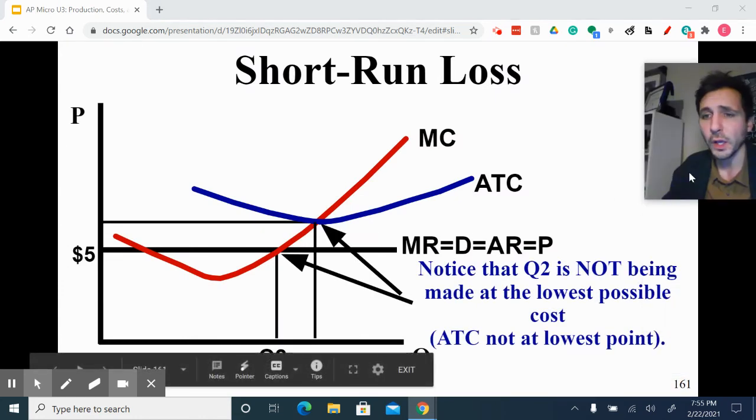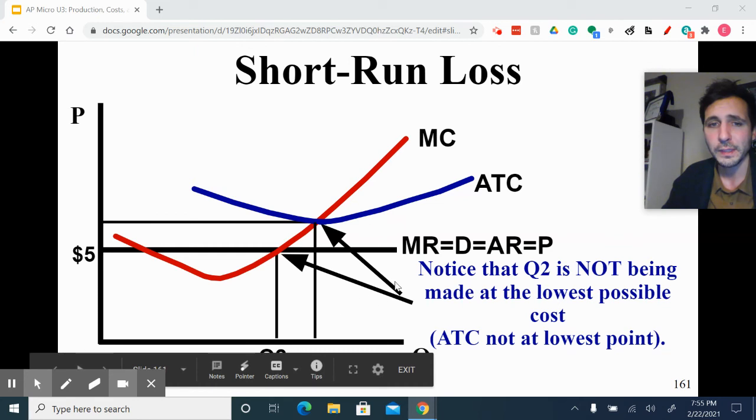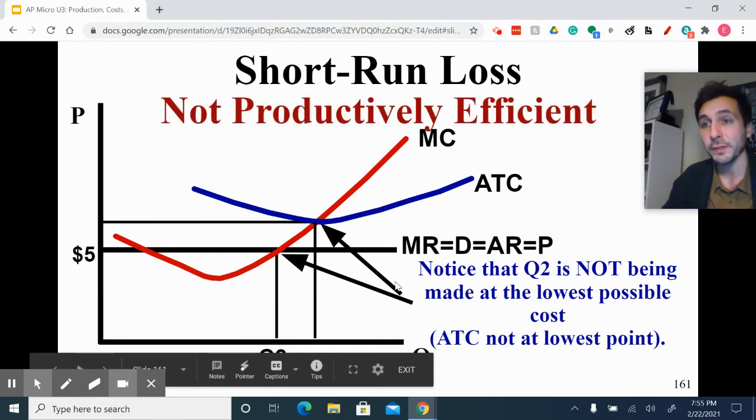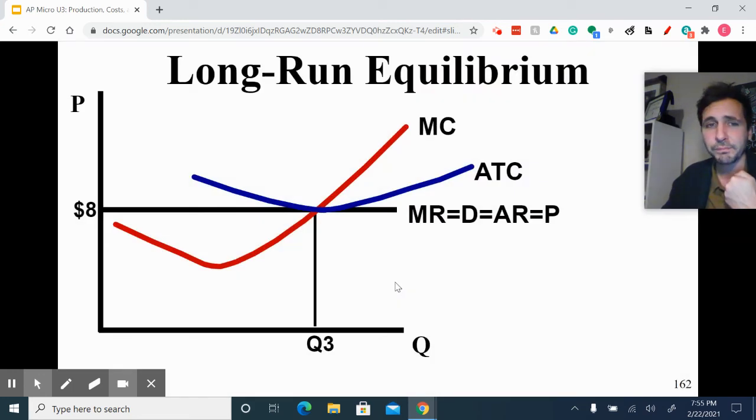What about in a loss? Notice still in a loss, we are not producing at the lowest possible cost. Lowest possible cost is going to be at the intersection between MC and ATC. We are not there. We're producing over here where MR equals MC at Q2. So we are not productively efficient. Got the takeaway? In the short run, a perfectly competitive firm is not productively efficient.